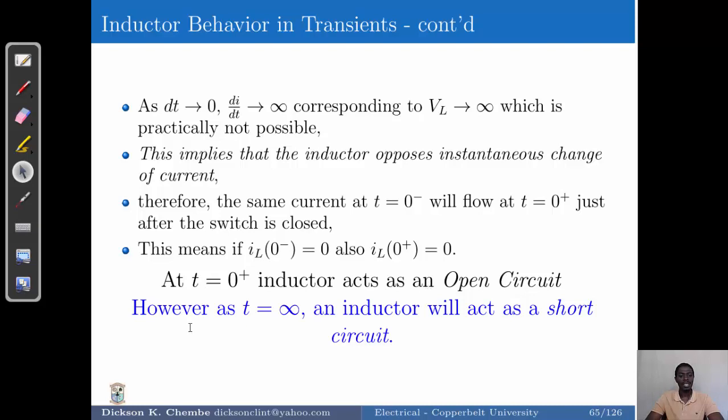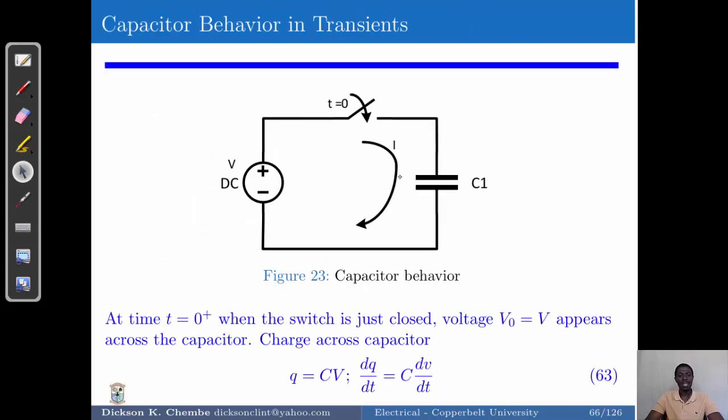But as time tends to infinity, an inductor will act as a short circuit. The longer the switch is closed, the more the inductor will act as a short circuit. The capacitor, on the other hand, acts in a similar way to an inductor, but its reaction is more focused on voltage. Whereas for the inductor we're looking at the current behavior, for the capacitor we're looking at the voltage behavior. The capacitor opposes instantaneous change of voltage.